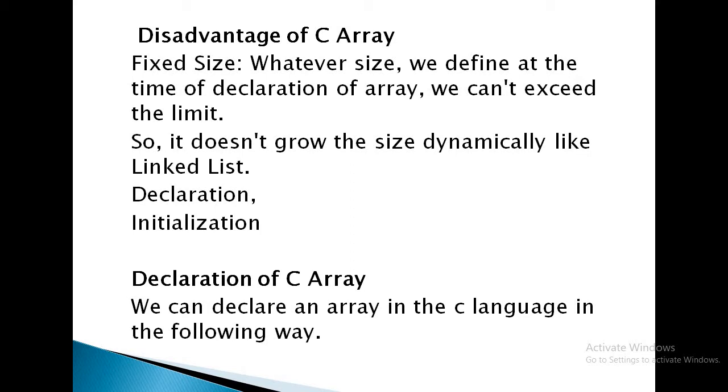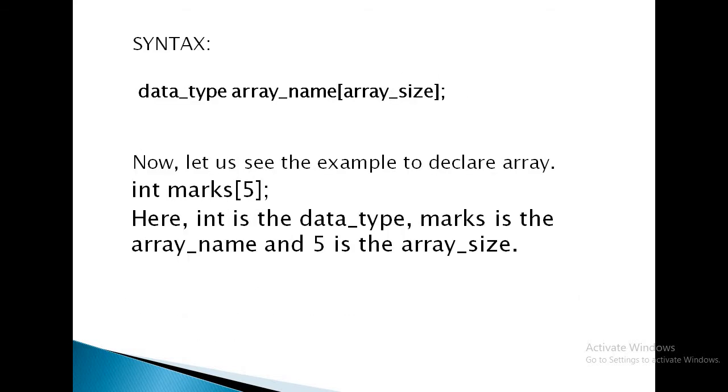Next we can see about declaration and initialization of an array. First, declaration of an array. We can declare an array in the C language the following way. The syntax is given: the data type, array name, and then array size. Always the array size should be represented within square brackets, with the semicolon.